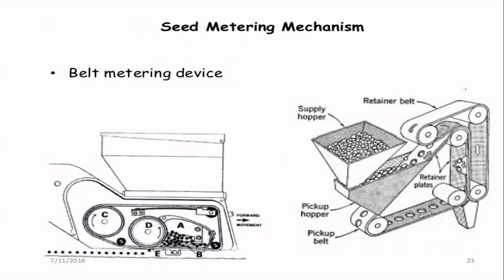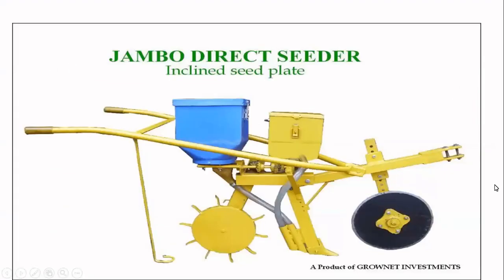Belt metering device. The seed metering mechanism can be a metal plate or a belt. There are two ways. You can see the belt way: it carries the seed and drops it in the proper place, then goes back and comes and collects more, and the hopper is there. It's a very nice mechanism.